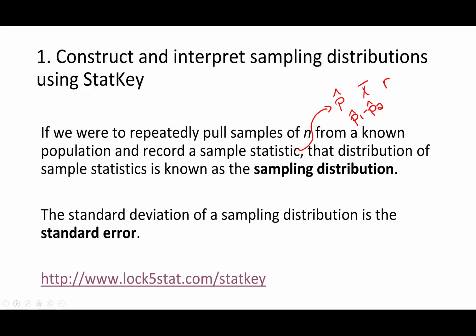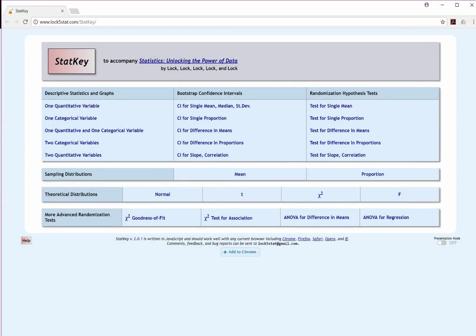We'll go to StatKey now to walk through a couple of examples of constructing a sampling distribution. StatKey consists of all of these different simulations. Later in this lesson, we'll be making bootstrap confidence intervals. First, though, we're going to be constructing sampling distributions. StatKey has sampling distribution demonstrations for a mean and for a proportion. I'll walk through one example of each of these here. They both use data from a known population to simulate what the distribution of sample statistics would look like.